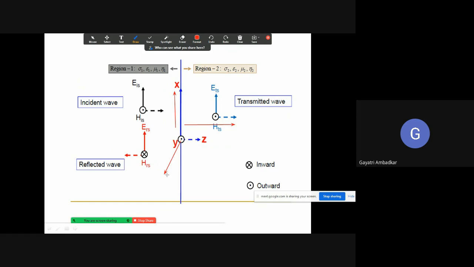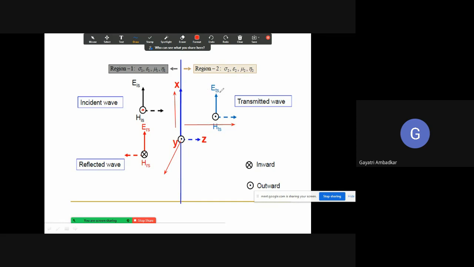If this wavefront is moving in the inward direction, we will indicate it by a cross. Incident wave: this is the direction of propagation, and H is denoted here by a dot, which means it is entering inside this screen. After transmission, we will call these components ETS and HTS.